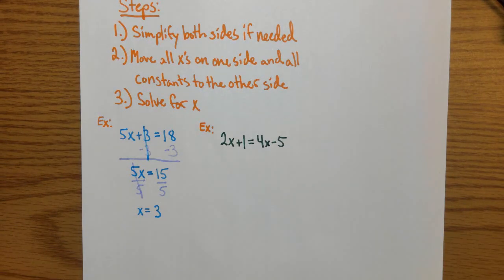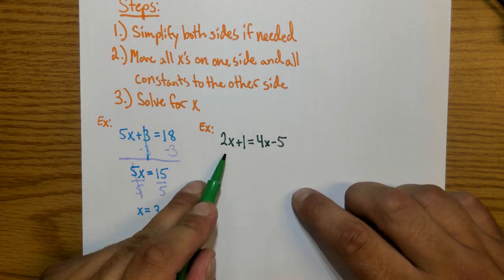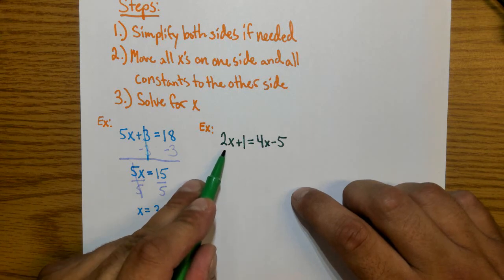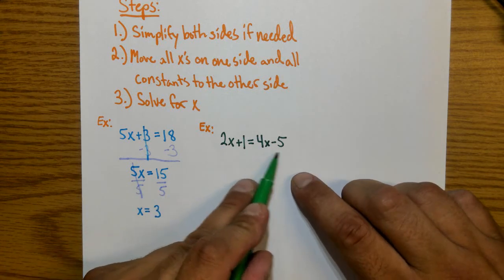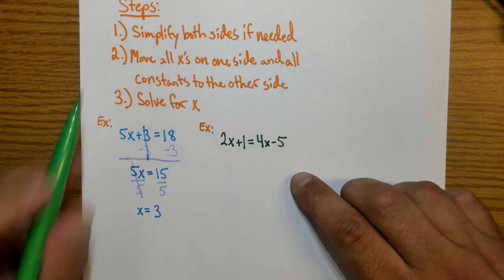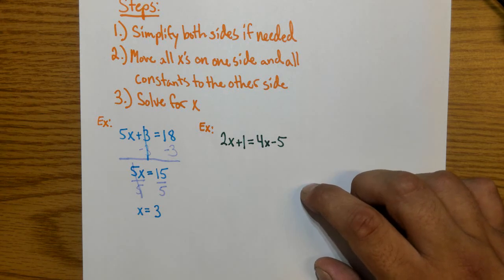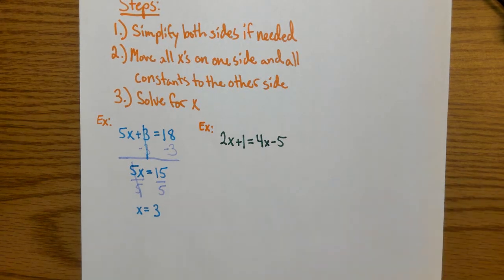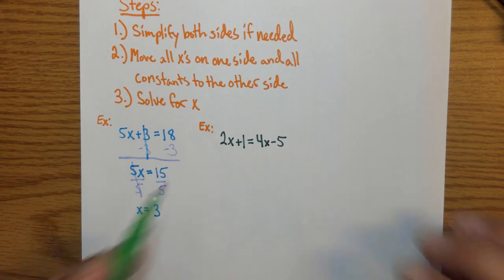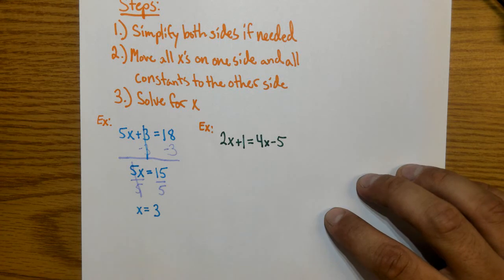So step 1, simplify both sides if needed. Well, just like with our first example, the left side is completely simplified. Remember, we can't combine constants with numbers with variables. And the same thing with the right side. That is also simplified as much as it can be. So let's go on to step 2. In step 2, move all x's on one side, all constants to the other. Remember I said it doesn't matter which way you move them to. I can move this 4x over here and this 1 over here, or I could do it vice versa, meaning I can do it the other way.